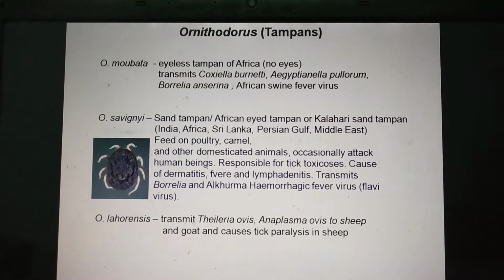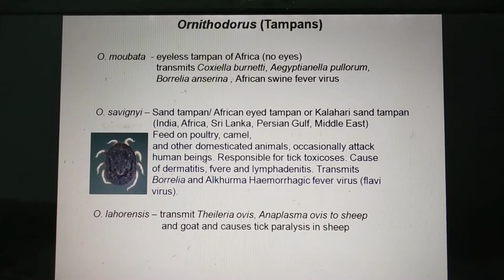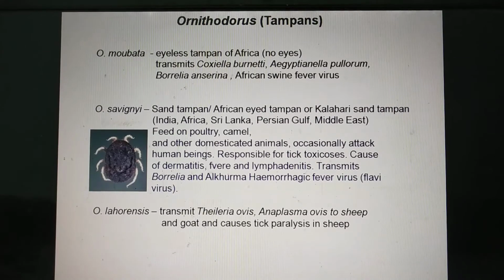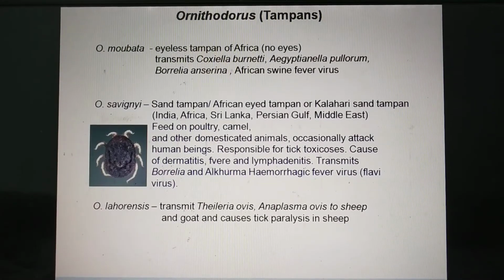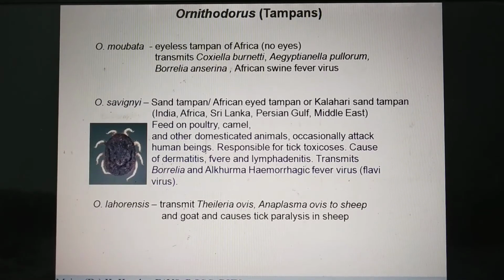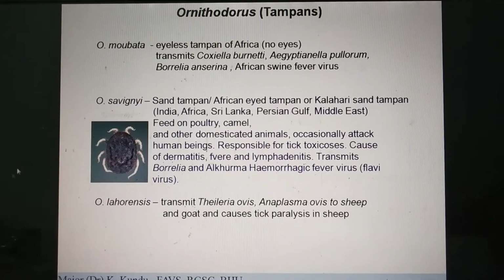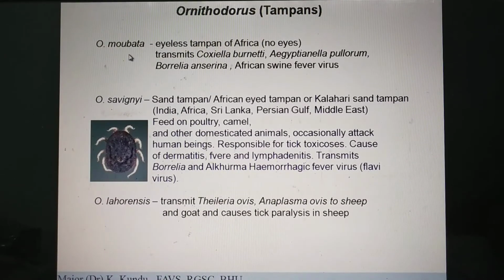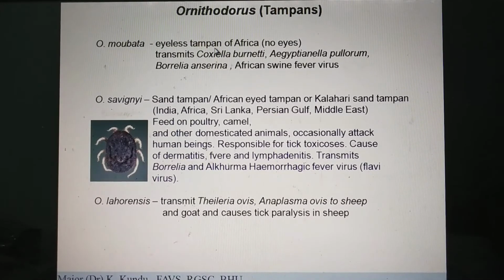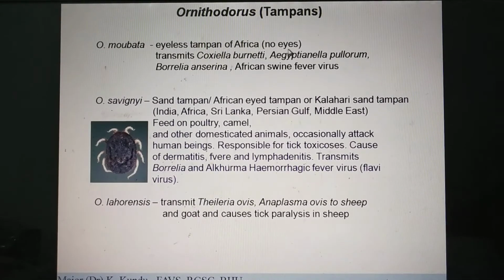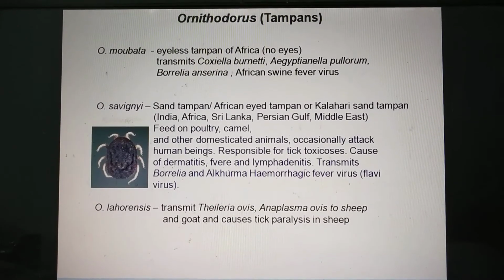Now coming to another important tick, that is Ornithodorus. Now these Ornithodorus are known as tampans, or sometimes also known as sand tampans. Why sand tampans? Because these ticks hide under the sand or under the soil. Now there are various species. The important species of Ornithodorus are Ornithodorus moubata. This is called the eyeless tampan of Africa, because they don't have eyes, and they are responsible for transmitting various pathogens, mainly rickettsial pathogens and spirochetes.